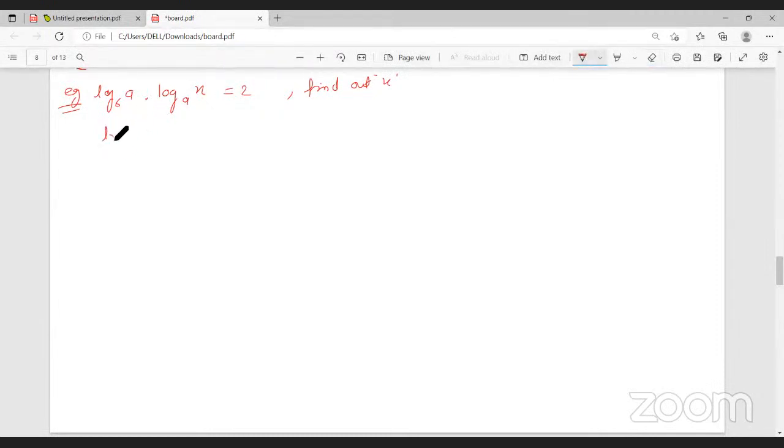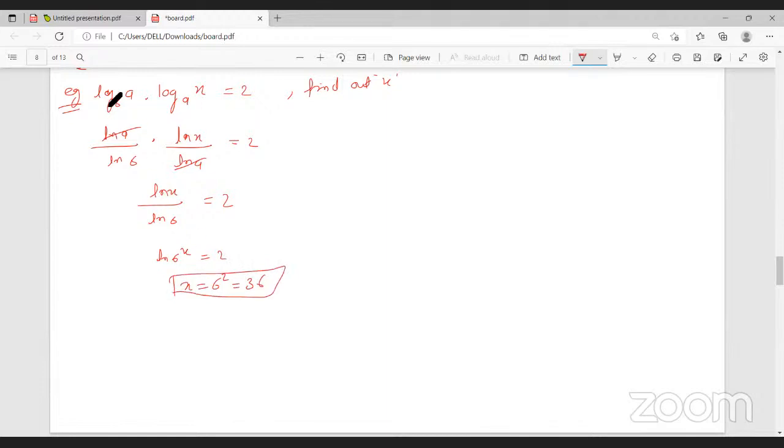So ln of a by ln of 6, into ln of x upon ln of a, right? So ln of a will get cancelled, equal to 2. So ln of x upon ln of 6 equals 2. So I can write it as ln of x to the base 6 equals 2, and x equals 6 square, that is 36. So you can use these properties to simplify the equation.